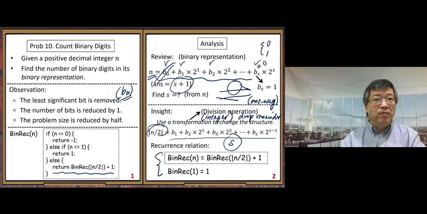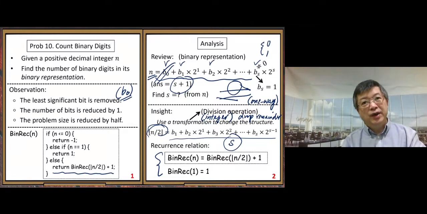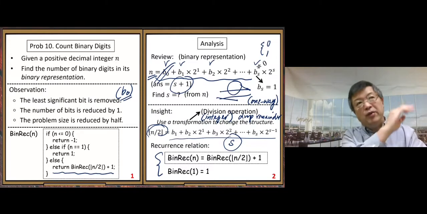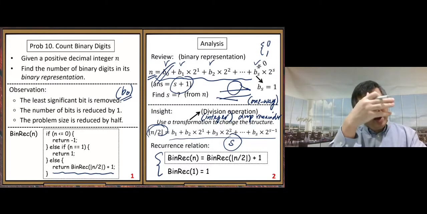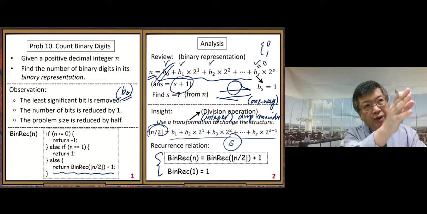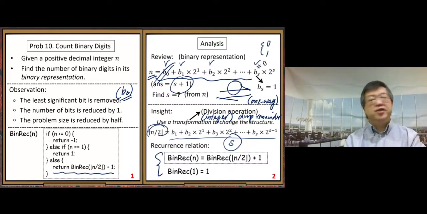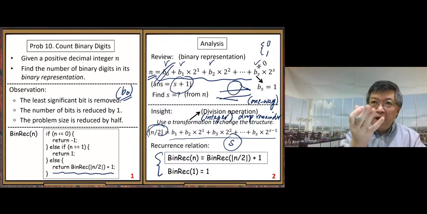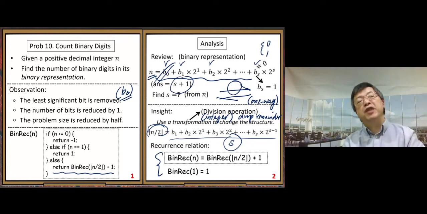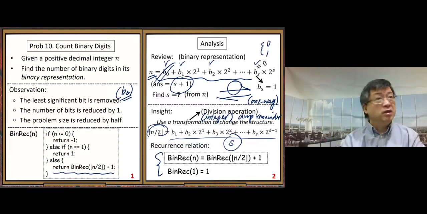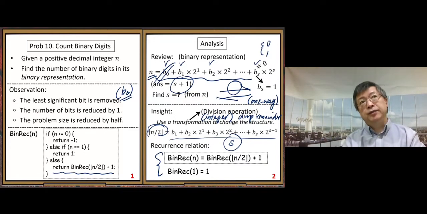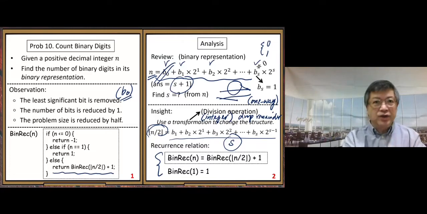But we also want to look at another way, not in the program. We want to find the formula mathematically. Is it possible we can find a mathematical representation of the recurrence function? If we can, that's the best. But sometimes if the problem is relatively hard, we may not be able to do that. Fortunately, for this question, we can do that. So that's the reason we just do it.